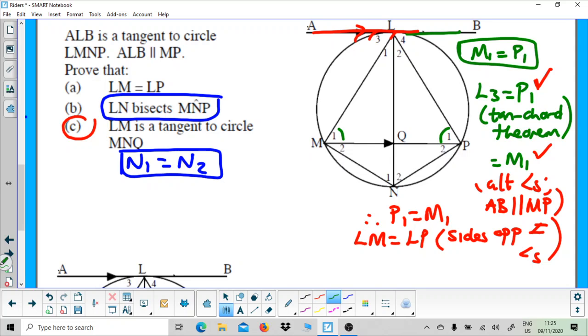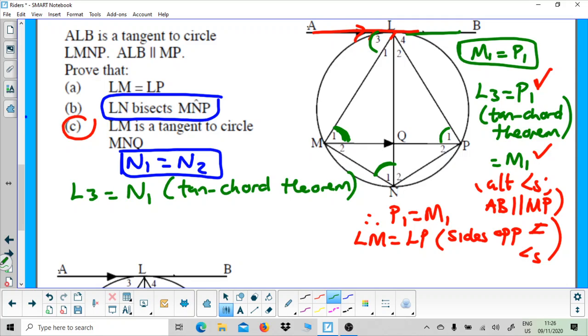So I'm noticing, however, that we have L3 here. I can mention that immediately, which is equal to N1. And then I just need something that is equal to N2 that is fast here. N2 will be equal to M1. Okay, that's fine. I'm going to use that method. So I am going to mention that L3 is equal to N1 firstly, and that is because of the tan chord theorem, right? Well, after I do that, I am going to use the fact that we have already proved that M1 here was equal to P1, and M1 is actually equal to N2.